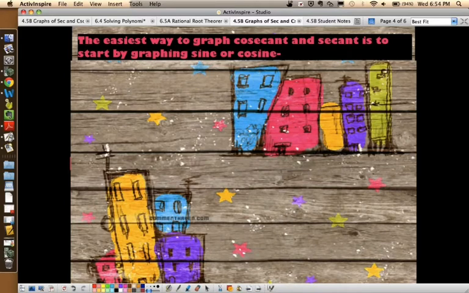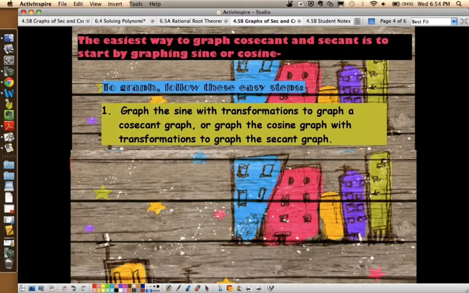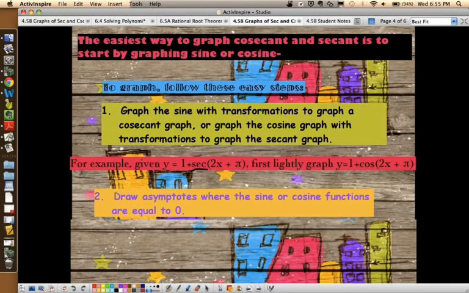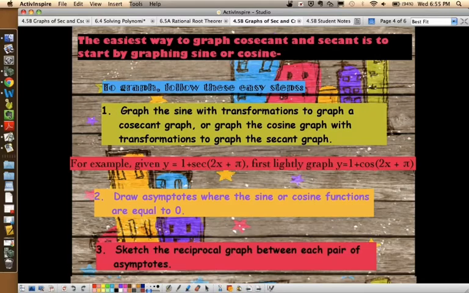So again, the first thing we're going to do is take whatever graph we've been given and trade it out with its reciprocal partner. For example, if we're given the secant, we would trade it out for cosine and lightly graph the cosine curve with all its transformations. Once we've graphed that cosine curve, we would draw the asymptotes where the sine or cosine functions are equal to 0, because that's where the secant function would be undefined. And then finally we would sketch the reciprocal graph.